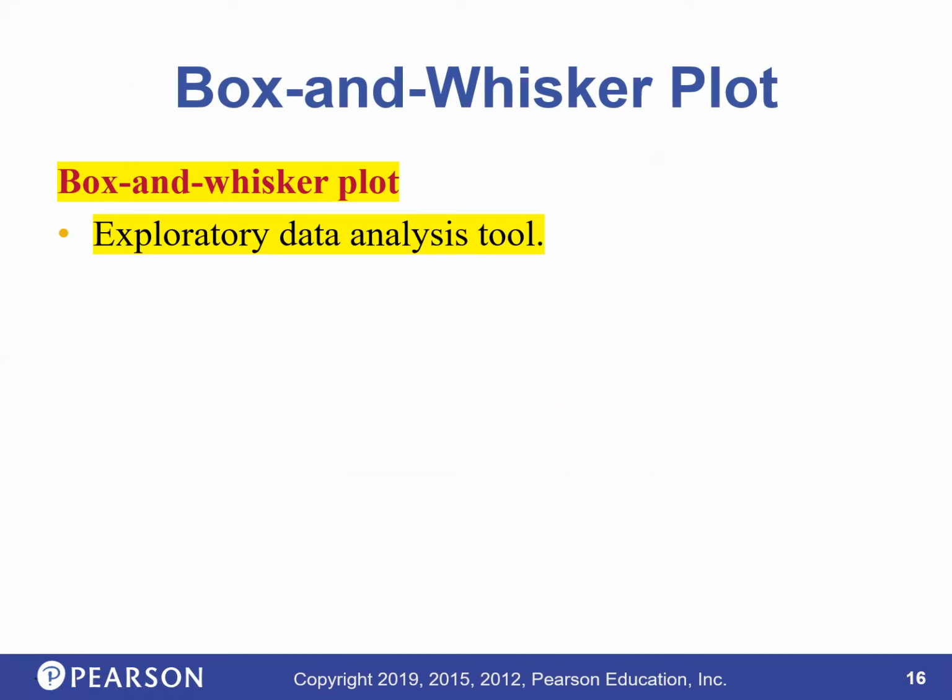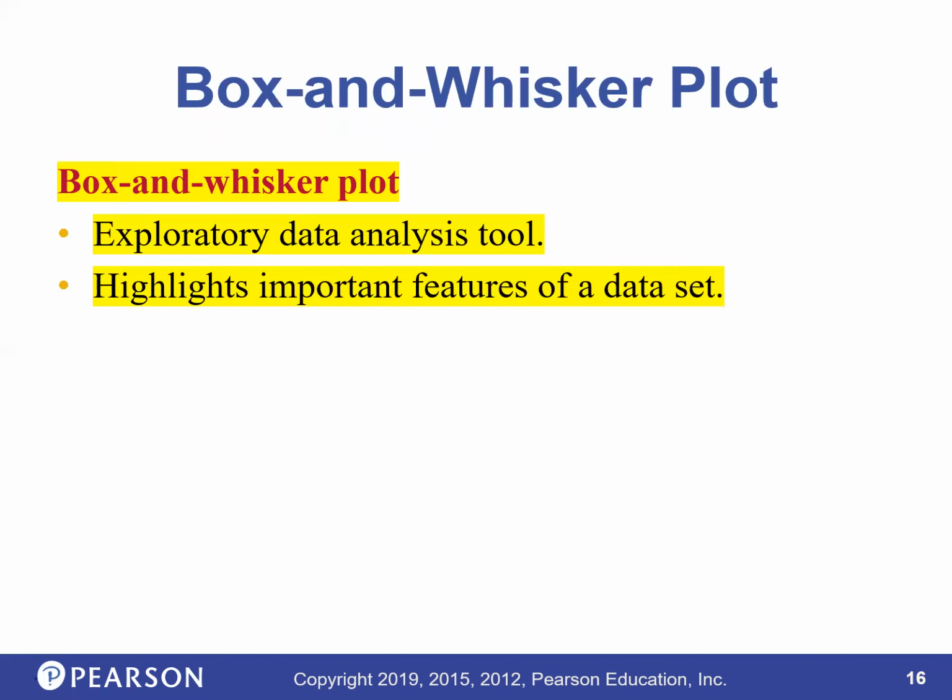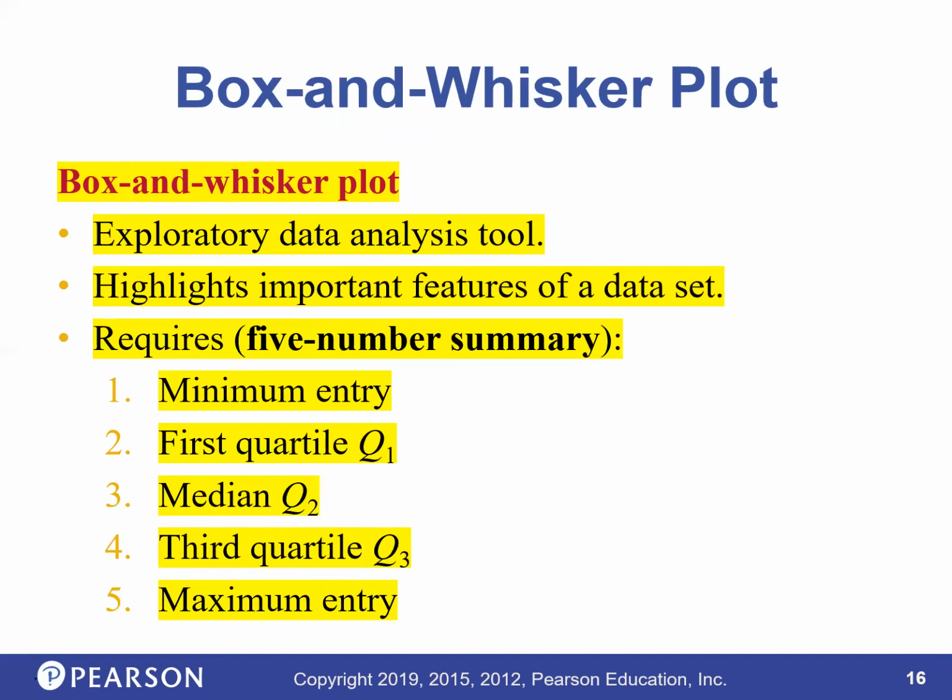So here's how we graph this whole concept of Q1, Q2, Q3, and the interquartile range. Box and whisker plots, first of all, are a data analysis tool. They highlight very important features in the data and require a 5-number summary. This is the next slide. It's probably the longest to write down.